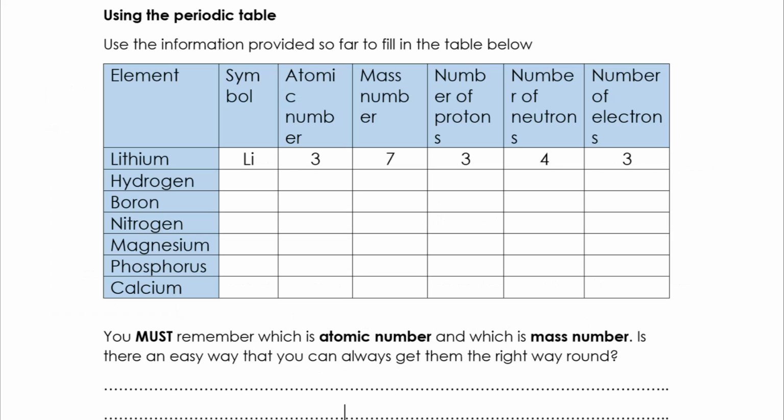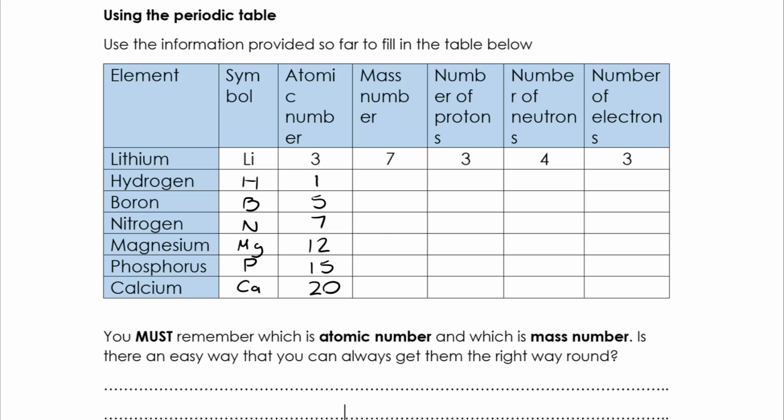For the next task, have a go at filling in this table and answer the question down at the bottom. So the symbols always provided in the periodic table, so they are there for you to use. Atomic number is also provided on the periodic table. You will not need to remember them.